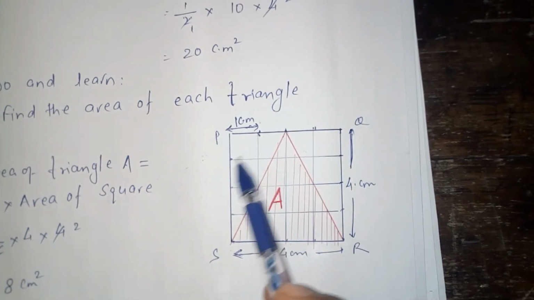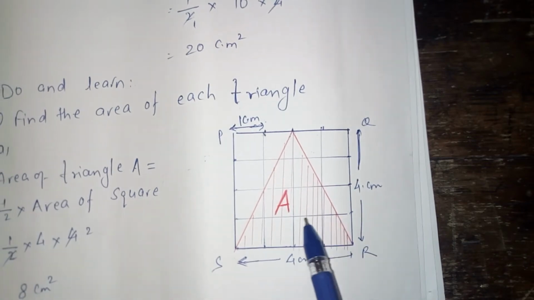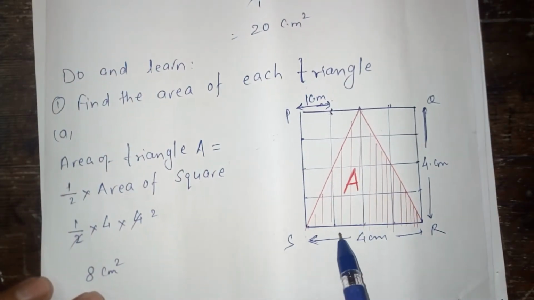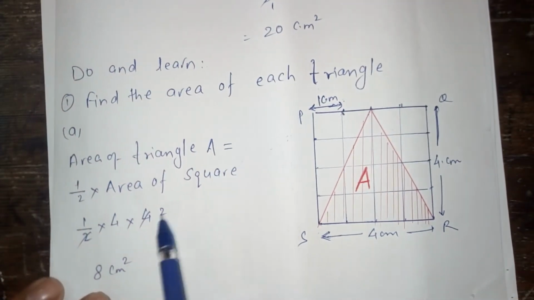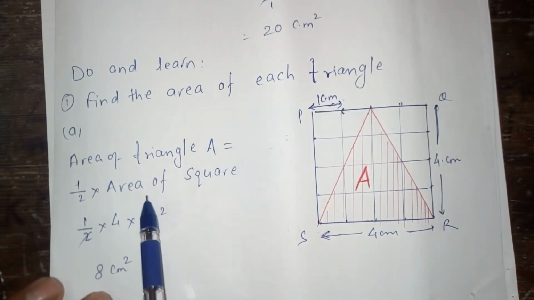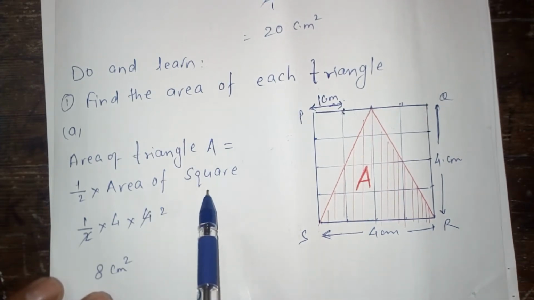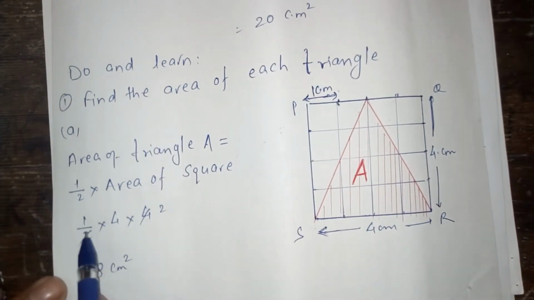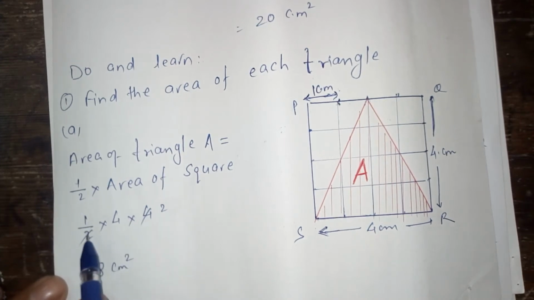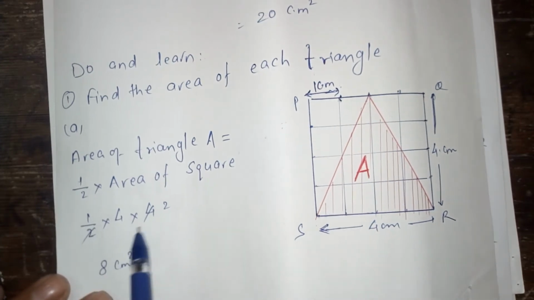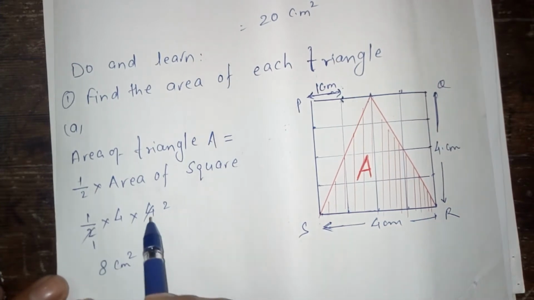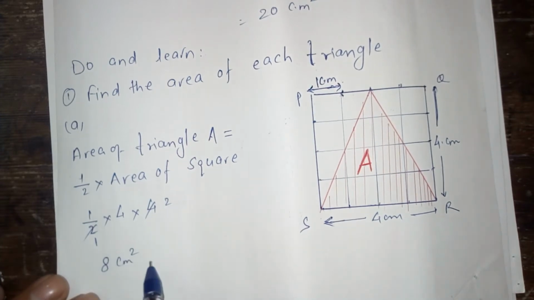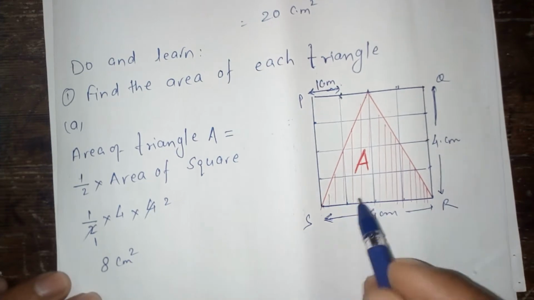Okay, each side is 4 centimeter. Area of triangle A is equal to half into area of square. My dear student, area of square, as you know, is side into side, and side is 4 centimeter. So half into 4 into 4. After cancellation, 2 1s are 2, and 2 2s are 4, 4 2s are 8. 8 square centimeter is the area of triangle A.